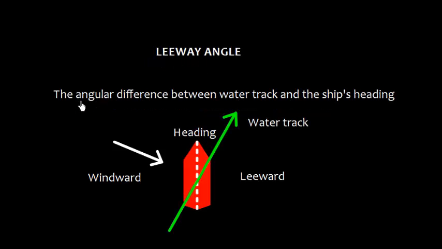Leeway angle. This is the angular difference between a water track and the ship's heading. Suppose this is the vessel and this direction is the heading. And this is the water track. So the angle will be called as a leeway angle.